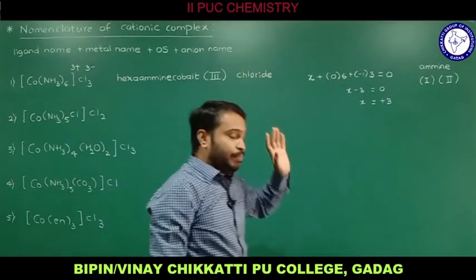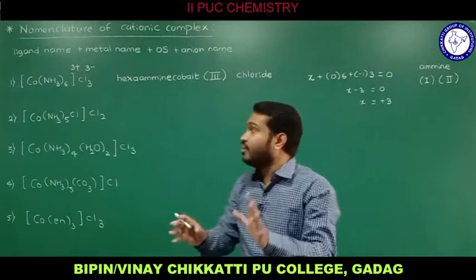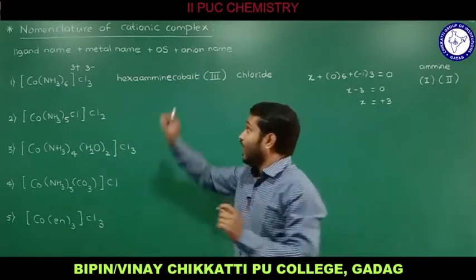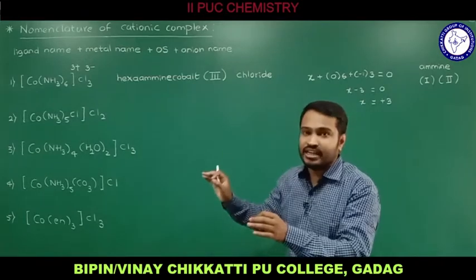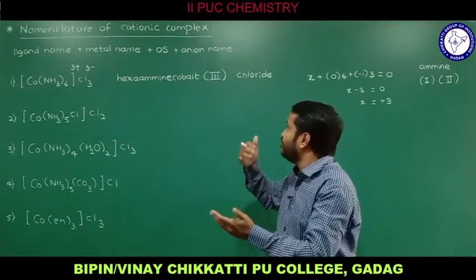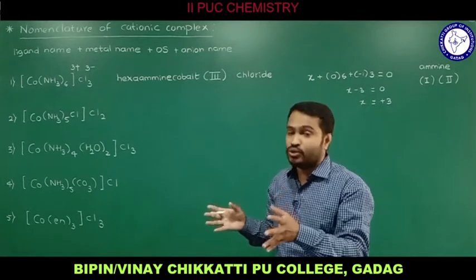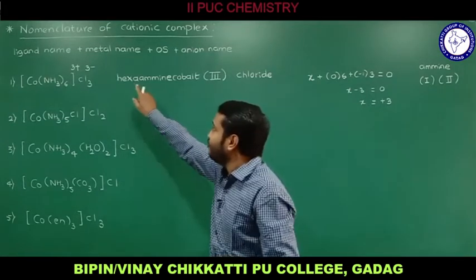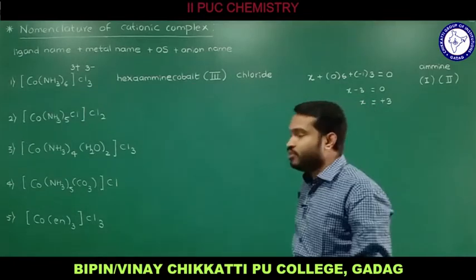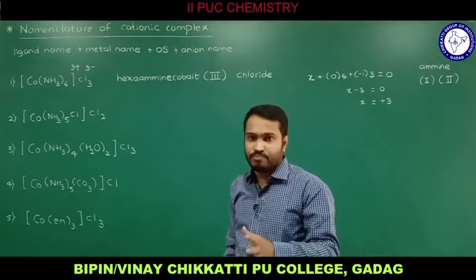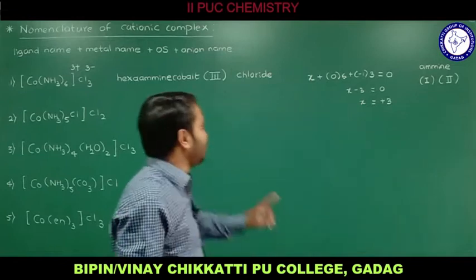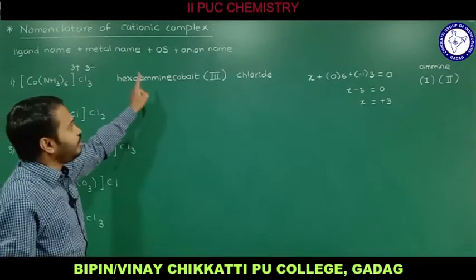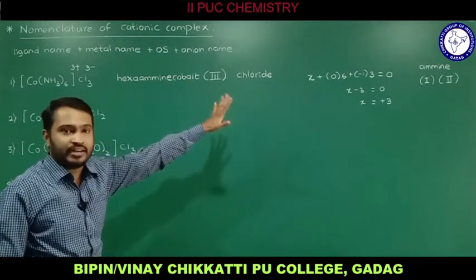Remember, the prefixes have to be considered for naming of ligands only, but not the counter ions. So the anion has to be written as it is. If it were Br3, I would have written bromide, iodide, like that. So no need to add any prefixes for the counter ions. So this is how we write the IUPAC nomenclature of coordination compounds, in particular a complex ion. The name of this compound will be hexaamminecobalt(III) chloride.